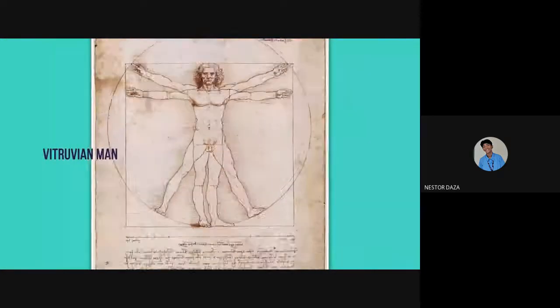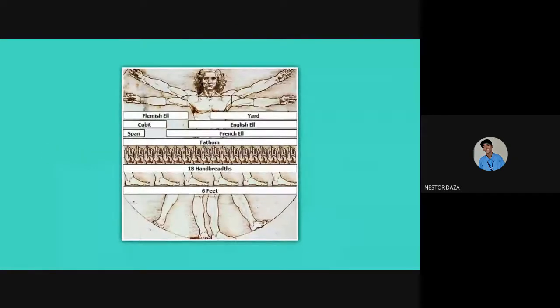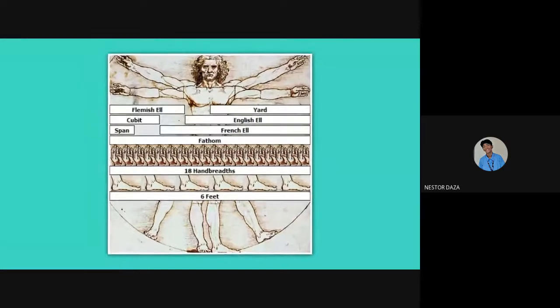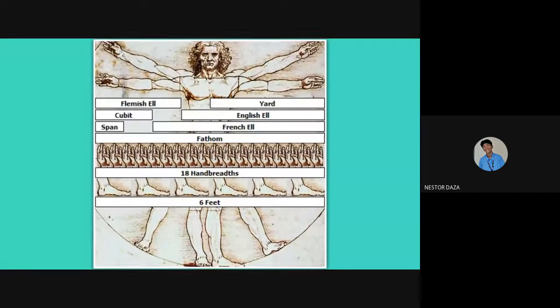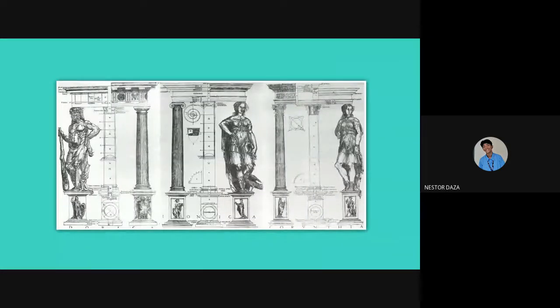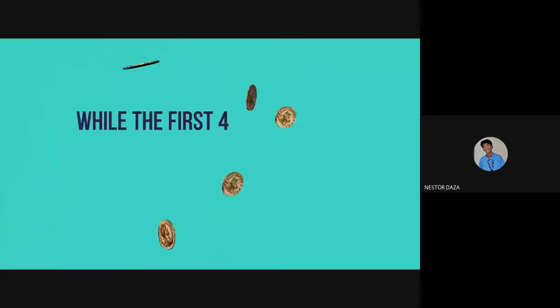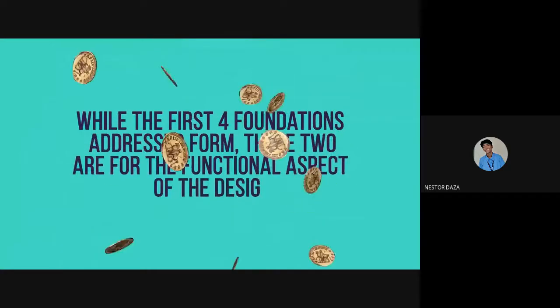The Vitruvian Man by Leonardo da Vinci is inspired by this concept. In order to explain symmetry, Vitruvius used the human body analogy, where harmony and symmetry are found between the forearm, foot, palm, finger, and all the other body parts. And the same concept applies to the perfect building. The last two principles are propriety and economy. While the first four foundations addressed form, these two are for the functional aspect of the design.